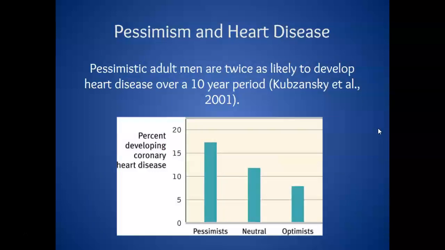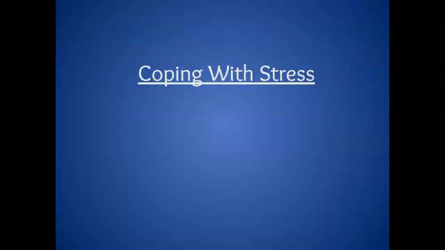Pessimism and heart disease. Research tells us that pessimistic adult men are twice as likely to develop heart disease over a 10-year period. You might be going, okay, pessimism, what does that word mean again? Those are the people who see things as being negative, glass half empty, versus an optimist sees it as a glass half full, that there's always a rainbow on the other side.